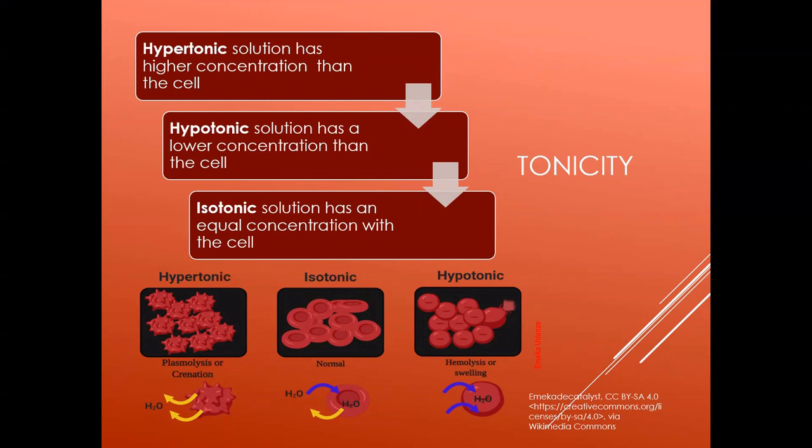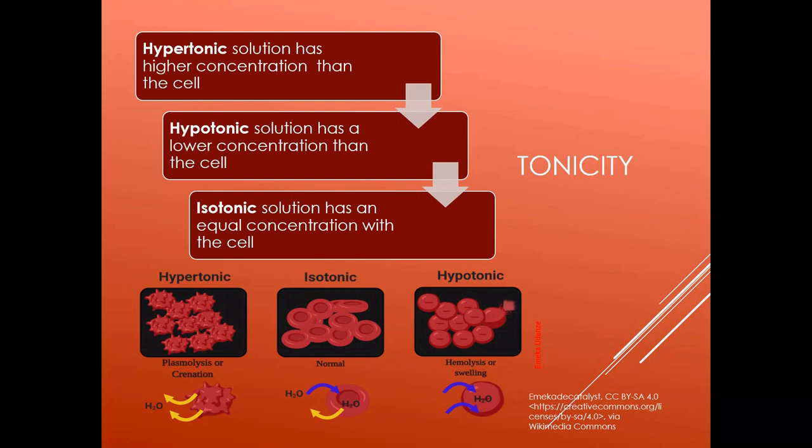A hypotonic solution has a lower concentration outside than inside. So in this case, outside the cell is a lower concentration of solute than is within the cell. In this case, as you can see down here on the lower right, the water would move into the cell, causing the cells to swell and eventually burst.